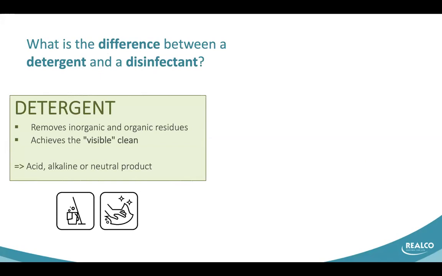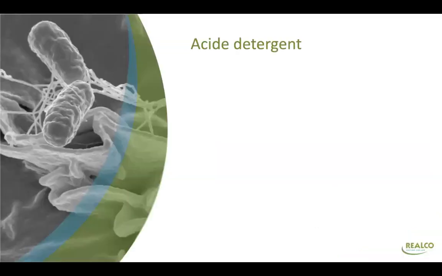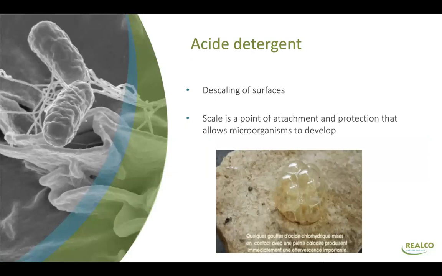You will really see the results of a detergent. There exist a lot of different detergents classed as acidic products, alkaline products, or neutral products. On the other hand, a disinfectant will destroy and reduce the microorganisms on your surfaces. So here we will act on the invisible clean. You cannot see microorganisms on the surfaces. And here we will also have different types of biocides, which I will explain in some minutes. Let's start first with the different detergents. So first of all, the acidic detergents.